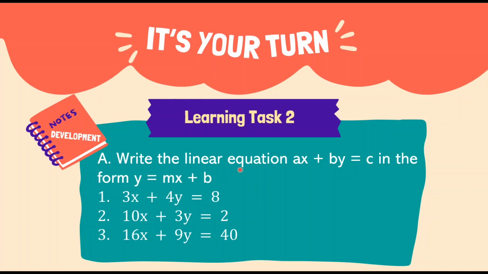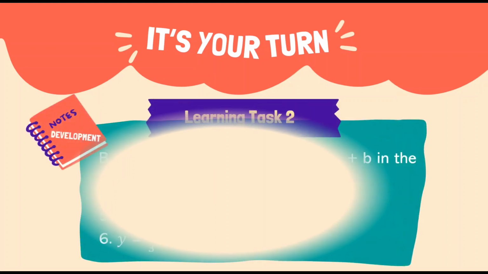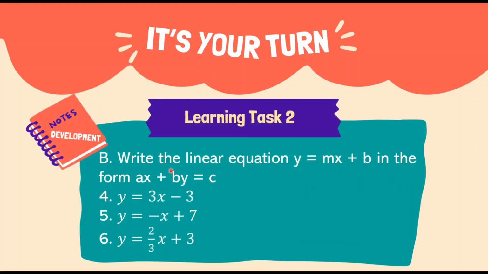So just like what I've discussed to you earlier, we discussed about how to translate or change the equation into y is equal to mx plus b. So you just need to follow my steps on changing this equation into slope-intercept form. And then for our letter B, you need to write the linear equation y is equal to mx plus b in the form ax plus by is equal to c.